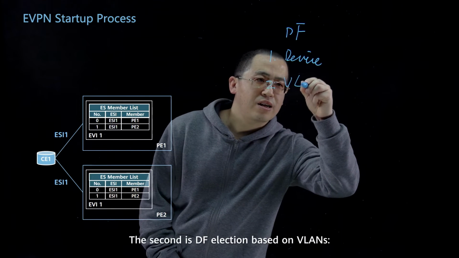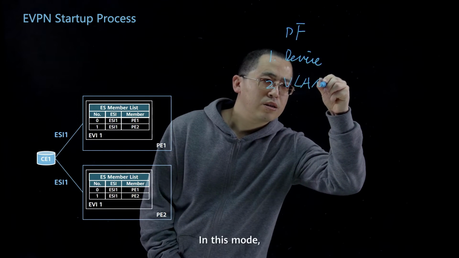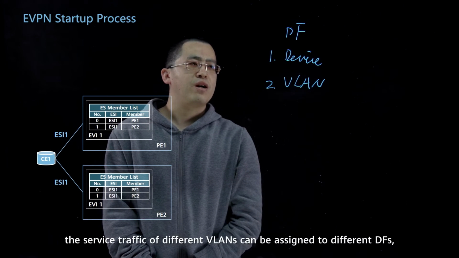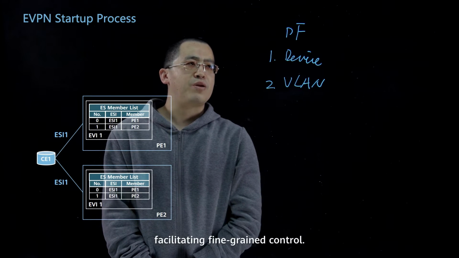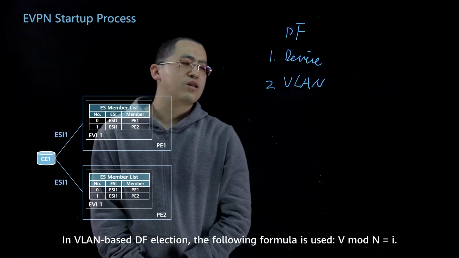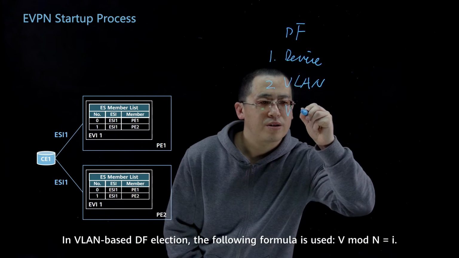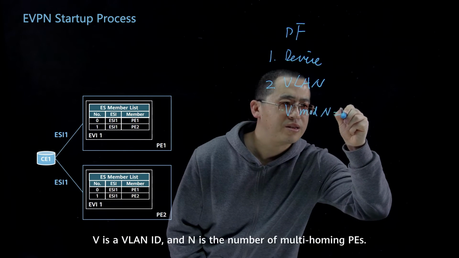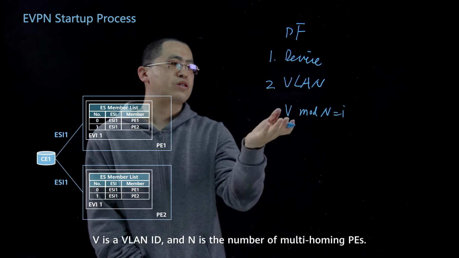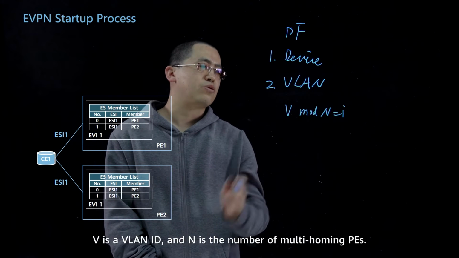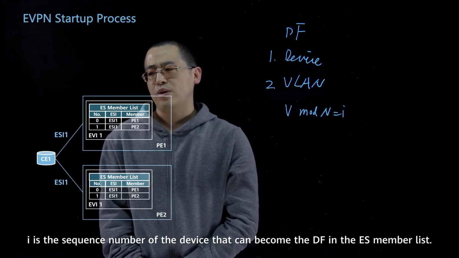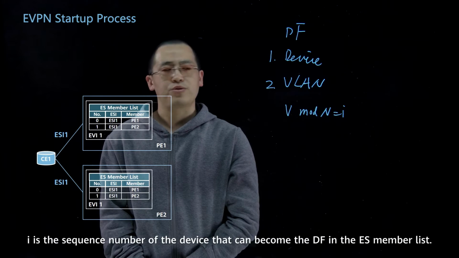The second is DF election based on VLANs. In this mode, the service traffic of different VLANs can be assigned to different DFs, facilitating fine-grained control. In VLAN-based DF election, the following formula is used. V mod N equals I. V is the VLAN ID and N is the number of multi-homing PEs. I is the sequence number of the device that can become the DF in the ES member list.